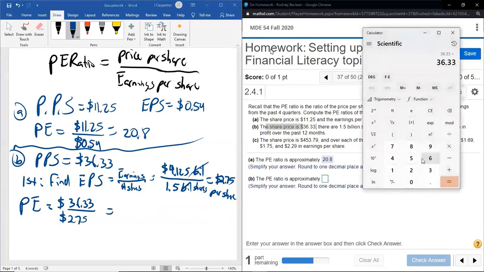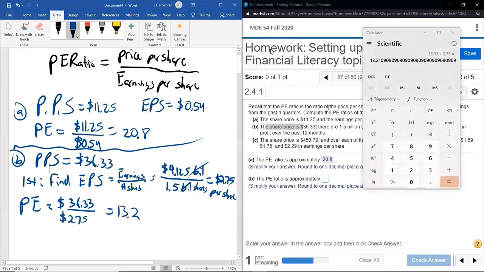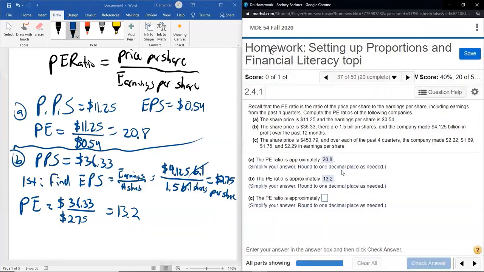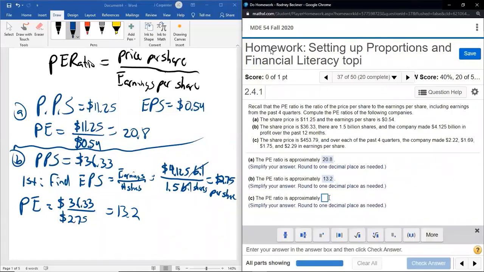So 36.33, then divided by 2.75. And we'll round this to one decimal, so 13.2. So both of these numbers are in the ballpark of that porridge, that sweet spot for the PE ratio we mentioned for the historical average of kind of safety, I guess. But again, that doesn't mean that a company with a PE ratio of 1 or 1,000 couldn't be profitable. It certainly could. A lot of the stock market now is just dictated by consumer demand. And consumers love Amazon.